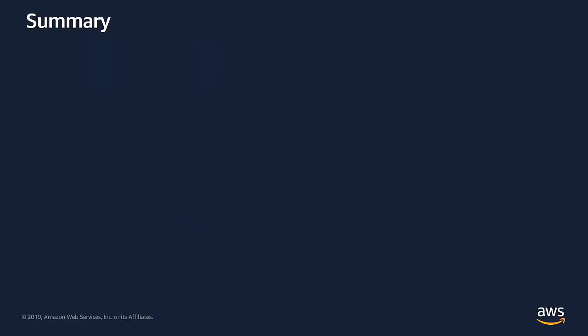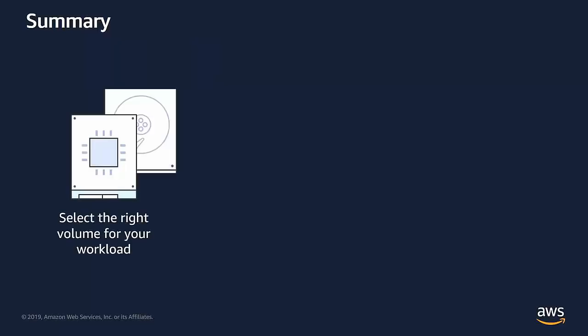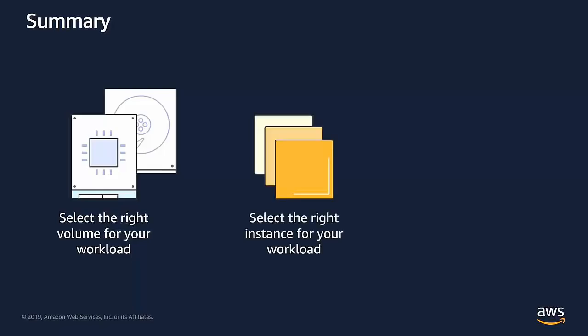So in summary, when optimizing EBS for higher performance, consider the following. First, make sure to select the right EBS volume type for your workload. If you need high IOPS or low latency, use GP2 or IO1 volumes. If you need high throughput, use ST1 or SC1 volumes. Second, select the right instance for your workload. Wherever possible, use EBS-optimized instances and make sure that the EBS bandwidth provided by the instance is sufficient for the aggregate bandwidth required by all volumes attached to the instance.